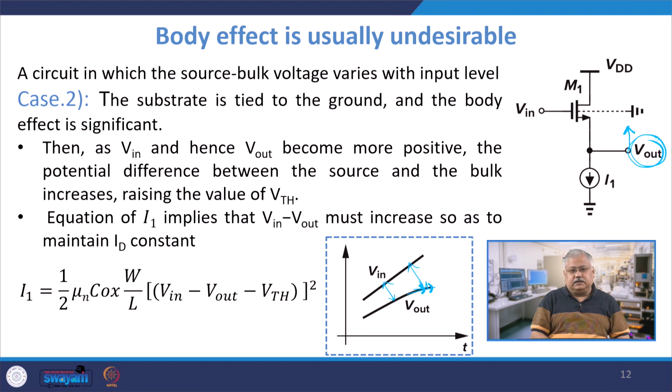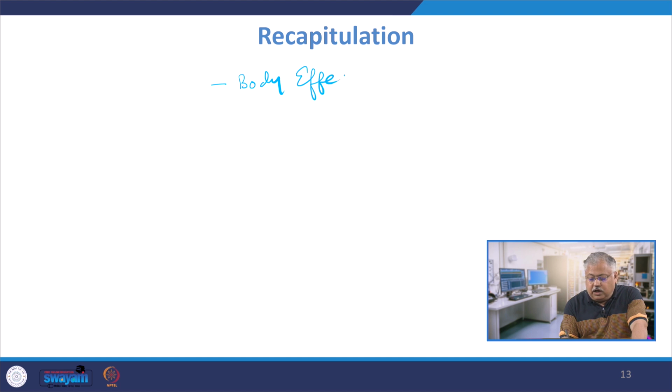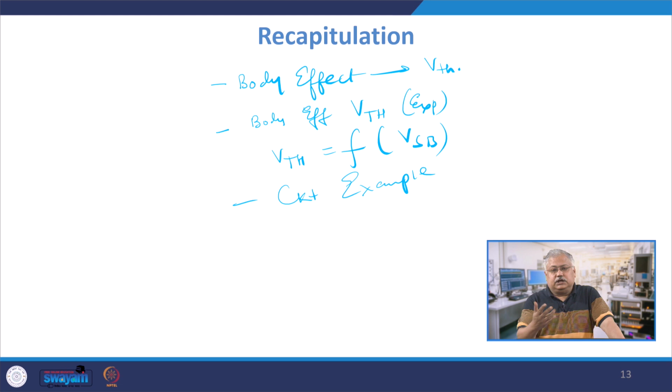In certain places, it is desirable. So let me recapitulate what we learned in this lecture. We primarily concentrated on body effect, right? And we saw how body effect influences the threshold voltage. We also saw the equation for the body effect threshold voltage change, the VTH expression, and how VTH is a function of VSB. That's what we saw. And then we took a circuit as an example, and we tried to show how the influence of the substrate bias changes the value, right?